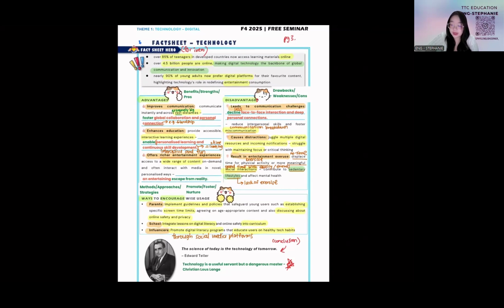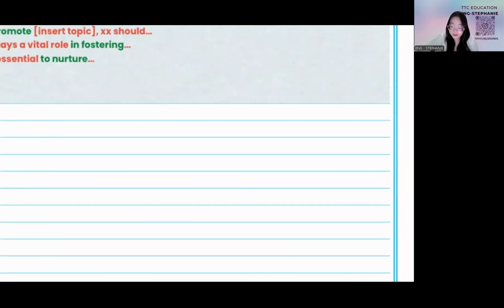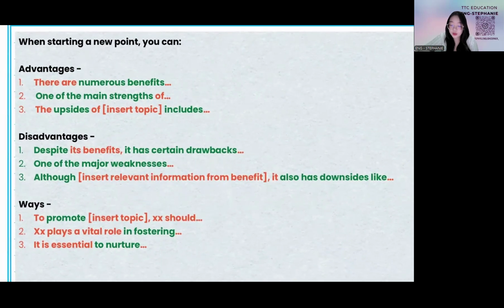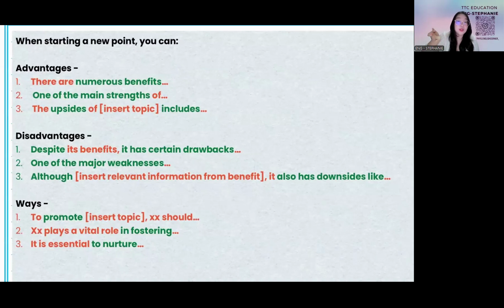Let's go, guys. I've actually prepped something additional for you guys. Just in case you are not sure, I've given you the alternative words, choice of words, how can you use in starting your essay paragraph or starting a sentence. So for advantages, you can say there are numerous benefits, several benefits, a few benefits, a wide variety of benefits. One of the main strengths of blah blah blah is blah blah blah. The upsides of insert the topic here of technology includes blah blah blah. All right, so these are the other words for you to start a new point, start a new paragraph, or start a new sentence.